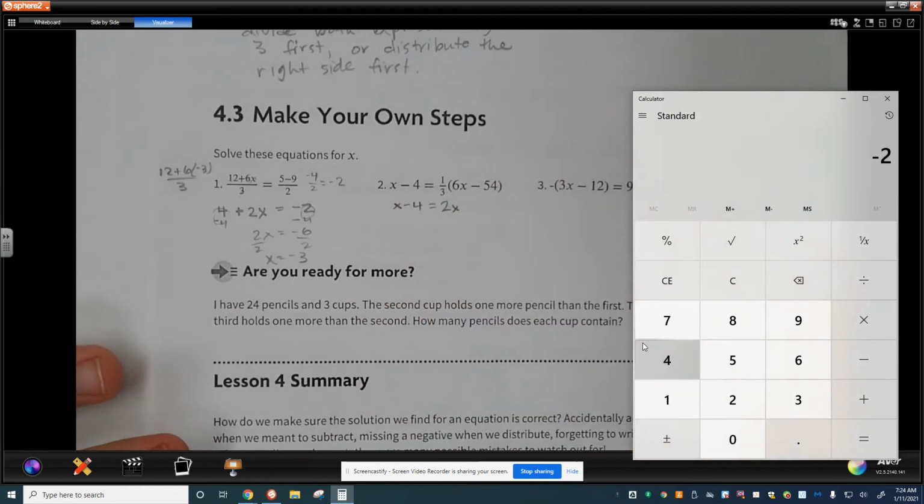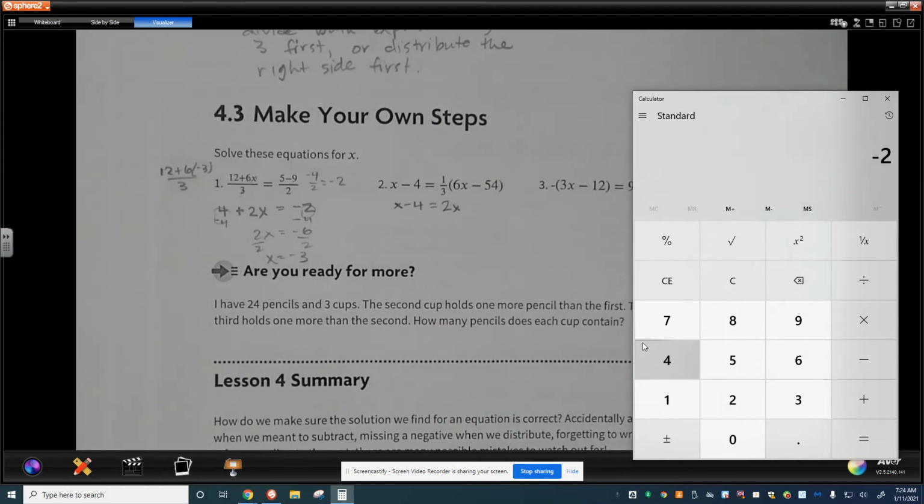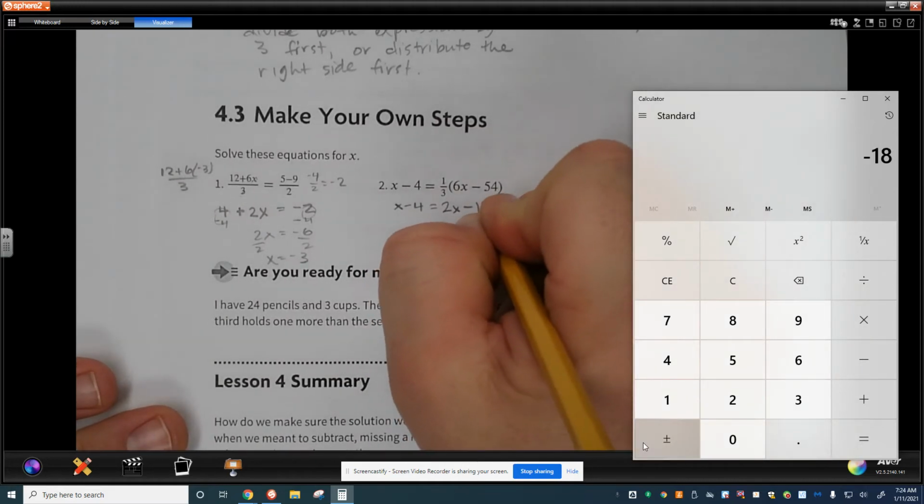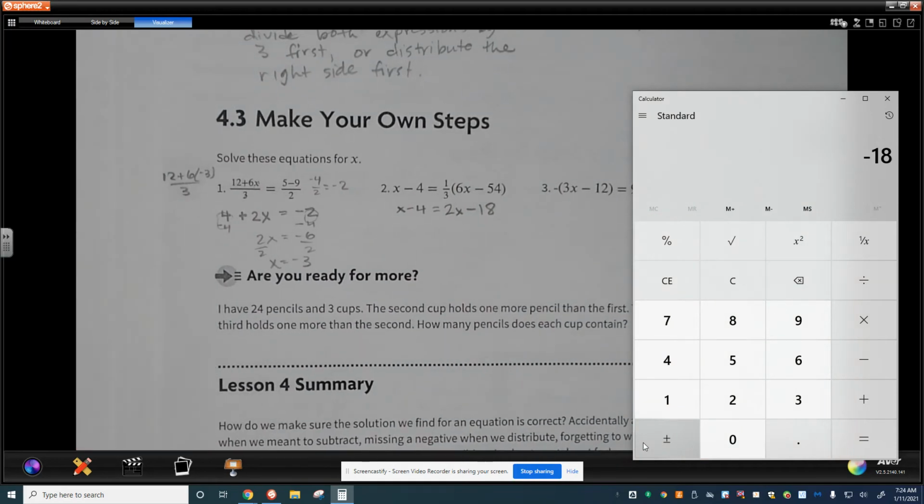Now, what's 1/3 of 54? Well, I know that 54 can be divided by 6, so I'm thinking it can be divided by 3 as well. So 54, I know it's a minus 54, times 1/3. My calculator doesn't make the fractions, but I know that multiplying by 1/3 is the same thing as dividing by 3, which is a minus 18. And now I'm left with an opportunity to go ahead and just solve my equation.